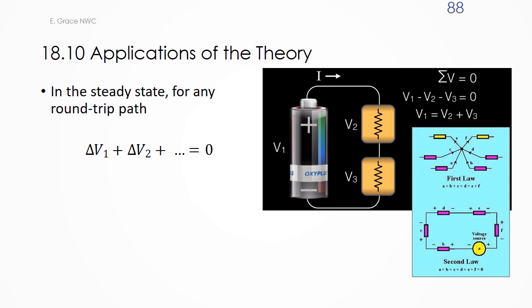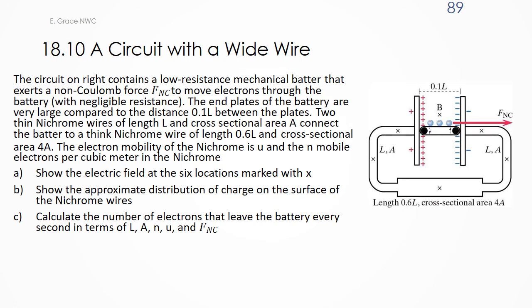In the steady state, for any round trip path, delta V1 plus delta V2 plus however many delta V's there are will always sum to 0. And so we've got one more sort of summative problem to work on.